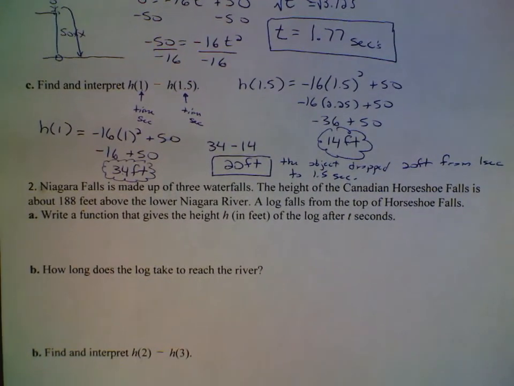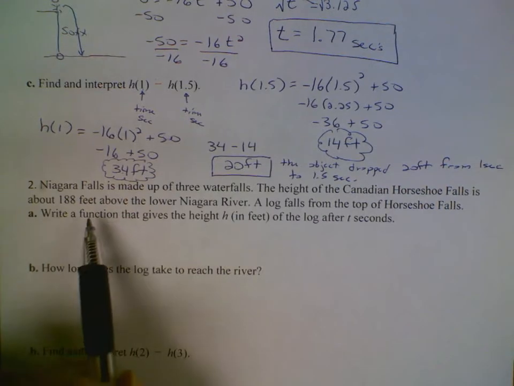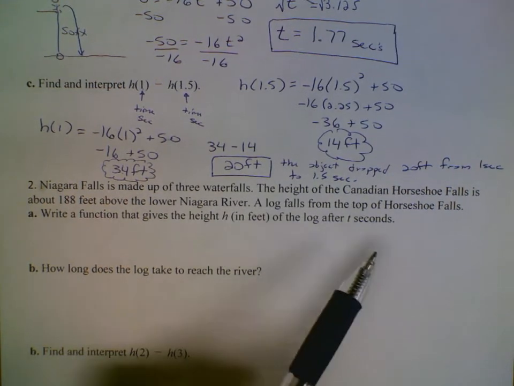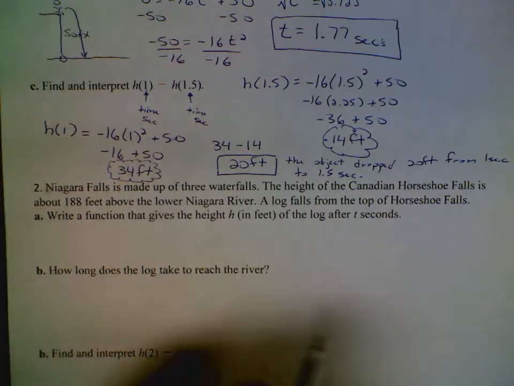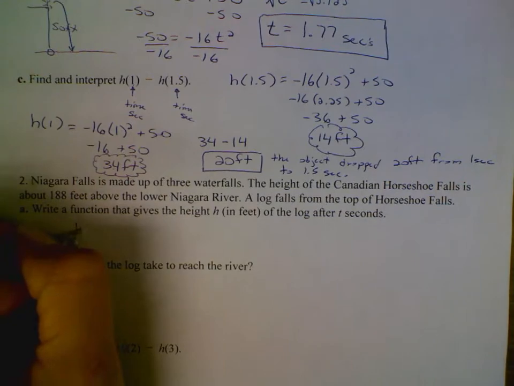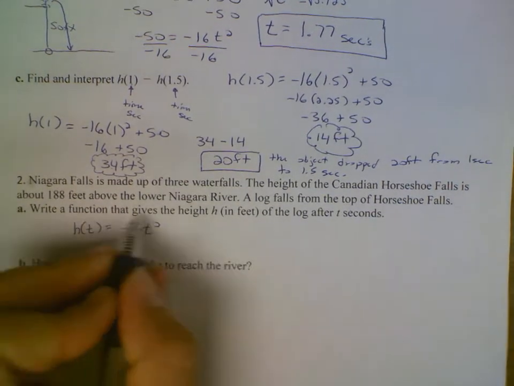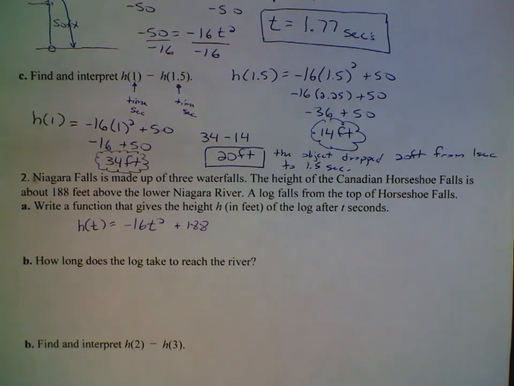Number 2 says Niagara Falls is made up of 3 waterfalls. The height of the Canadian Horseshoe Falls is about 188 feet above the lower Niagara River. A log falls from the top of the Horseshoe Falls. We need to write a function that gives the height, h, in feet of the log after t seconds. So we would write h of t equals negative 16t squared, that's gravity, and it's starting from 188 feet. Okay, so that's our equation.